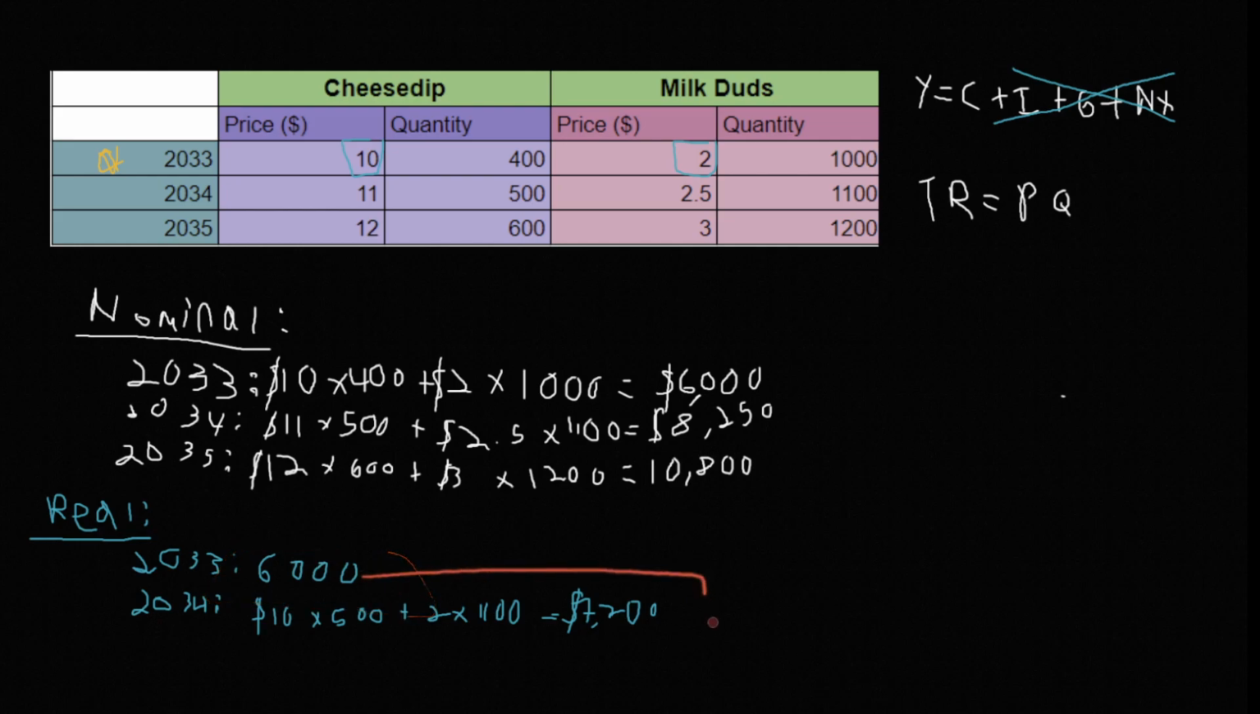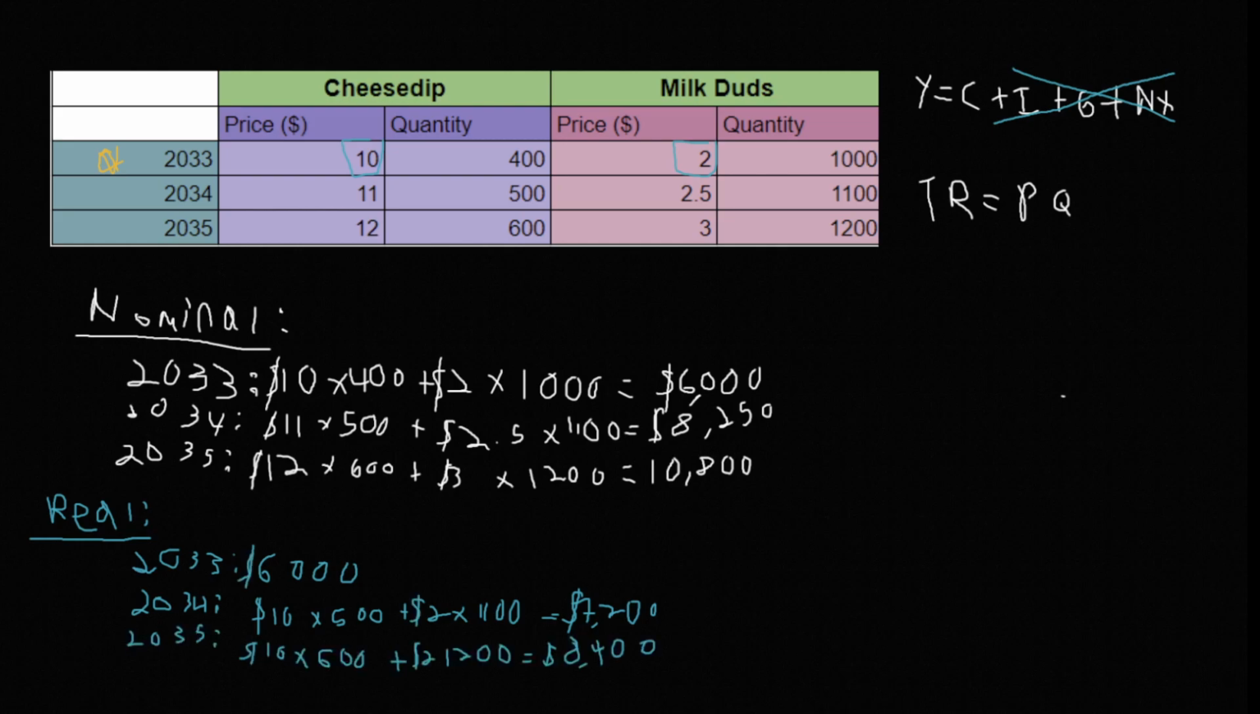So you can see that from 6,000 to 7,200 is a lot less of a jump than 6,000 to 8,200. And that's because we're only looking at the growth of the economy from this change in quantity, not both the change in price and the change in quantity.